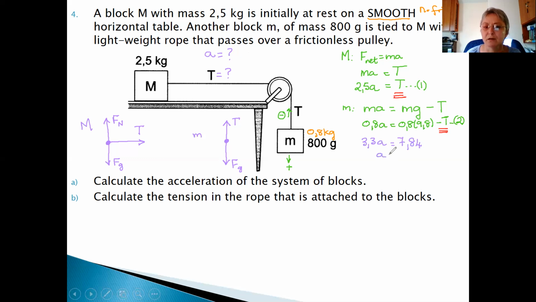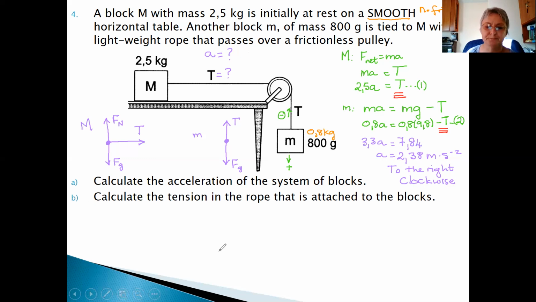And now I can get the value of A, divide that by 3.3, and we get 2.38, if I round it off correctly to the second decimal, meters per second squared. And it would be to the right. Or you could say clockwise, because little m would go down while big M goes to the right.